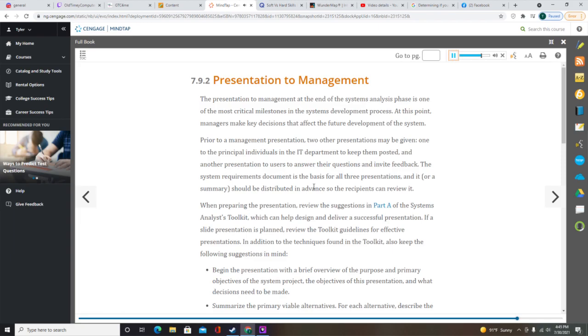Perform additional systems analysis work. Management might want the analyst to investigate certain alternatives further, explore alternatives not examined, develop a prototype, reduce the project scope because of cost constraints, or expand the project scope based on new developments. If necessary, the analyst will perform the additional work and schedule a follow-up presentation.